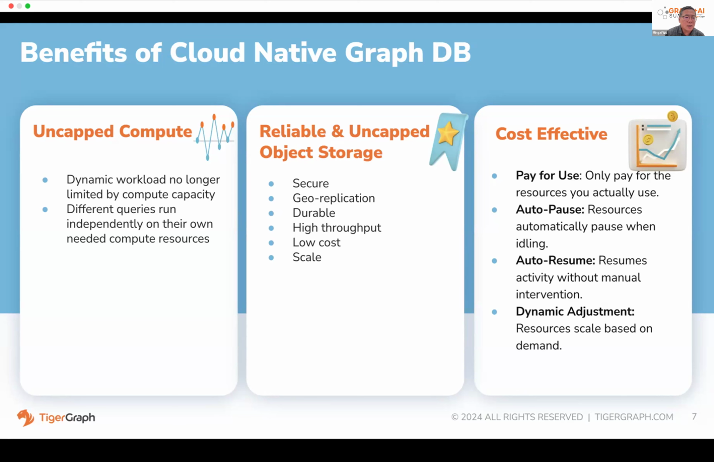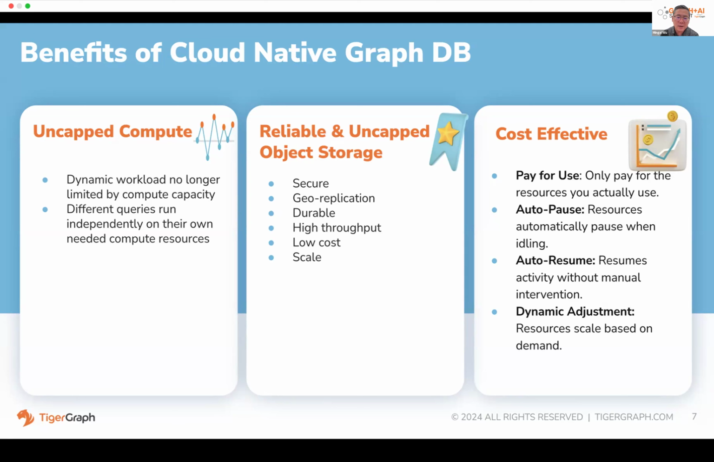And you can run different queries independently on their own compute resource due to the vast compute capacity on the cloud. And the same thing happens for the object storage. And due to the object storage technology, you have a reliable storage in the cloud architecture, and you also have uncapped object storage that you can pile your data on. And it's also secure and geo-replicated to handle disaster recovery, and it's durable.